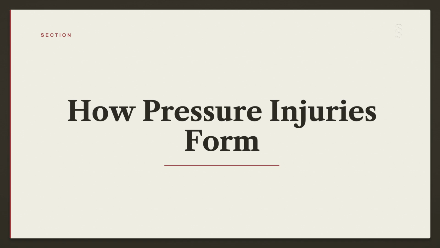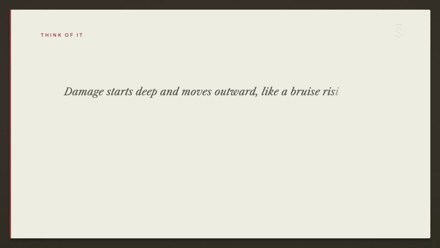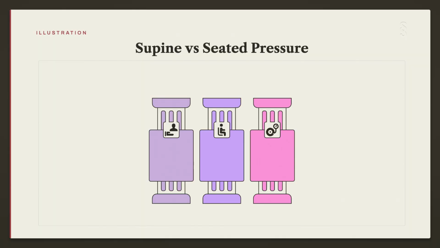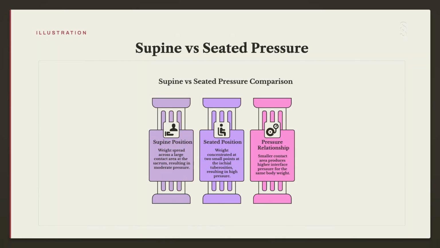Let's look at what actually happens beneath the skin when pressure builds over a bony prominence, and why the seated client is often at greater risk than the one lying in bed. Pressure injury damage begins deep, where bone compresses muscle against a surface, and it progresses outward toward the skin. This inside-out pattern explains why skin can look intact, even after serious tissue damage has already occurred underneath. Lying down spreads body weight across a large mattress surface, producing only moderate pressure.